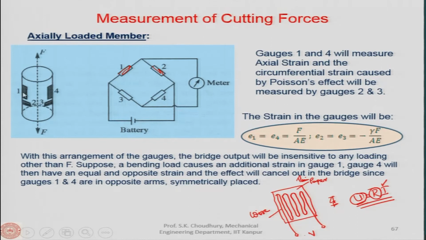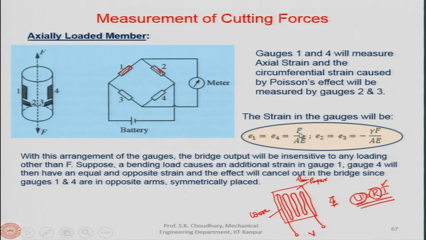Therefore, whatever gauges 1 and 4 are showing will be only because of the axial force acting, since they are diametrically opposite, and that is why they are put opposite to each other. Similarly, gauges 2 and 3 will show you only the circumferential strain, and these values depend on that. So, now these are the constant values.